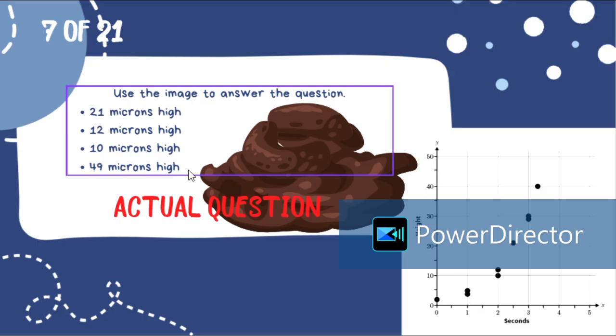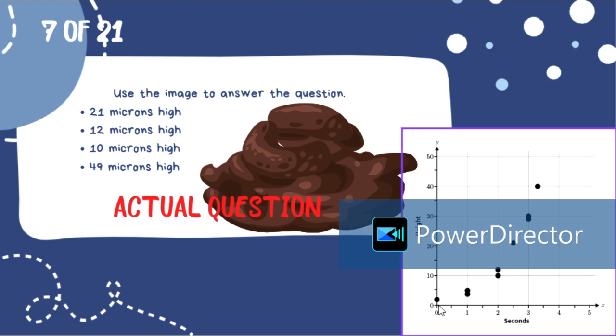I'm hoping they give you more information. I'm going to guess that it's probably going to be this one because there's only one dot for 2.1 microns high. Okay, and everything else there's two dots. So this one is an outlier. This one's strange compared to all of the others.